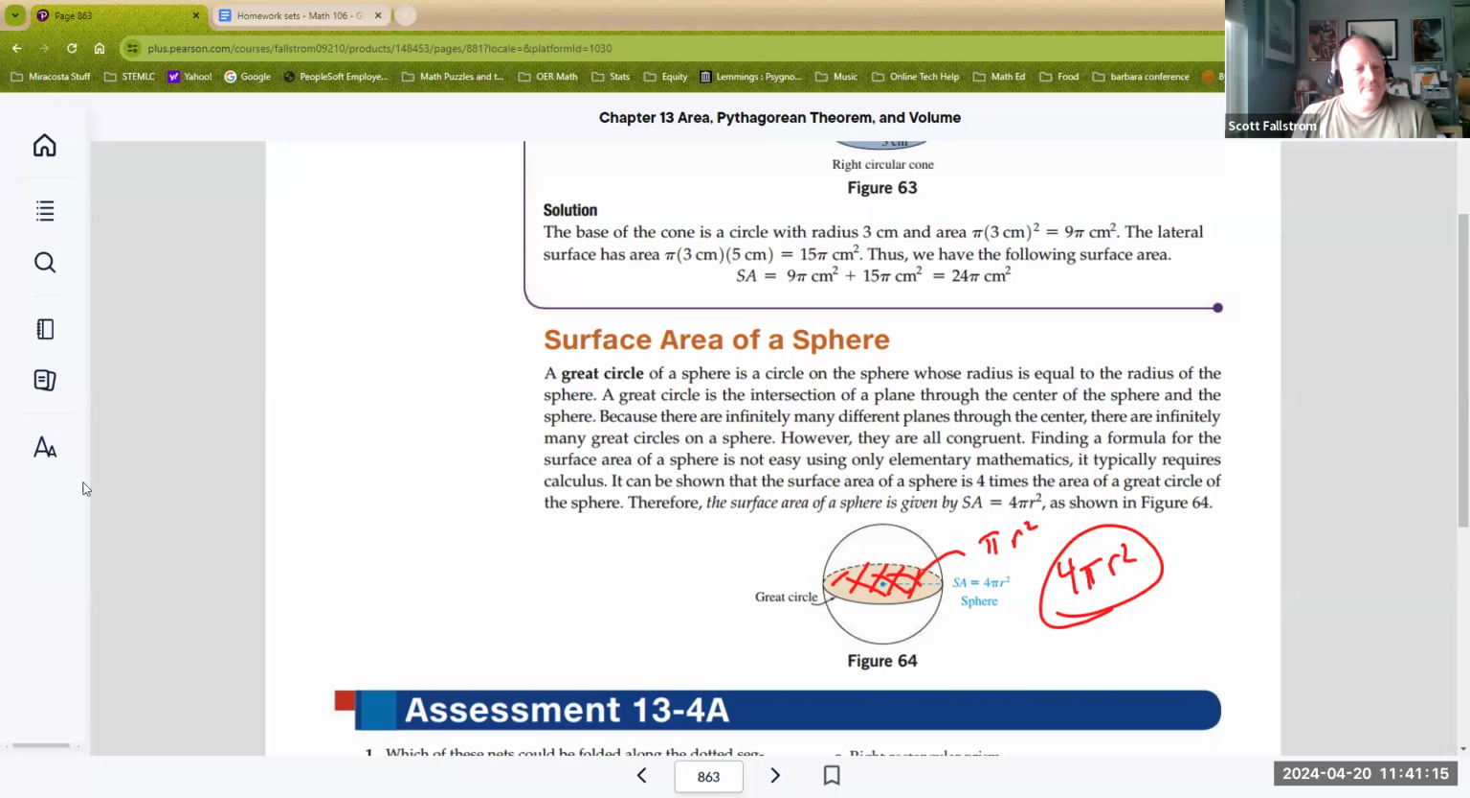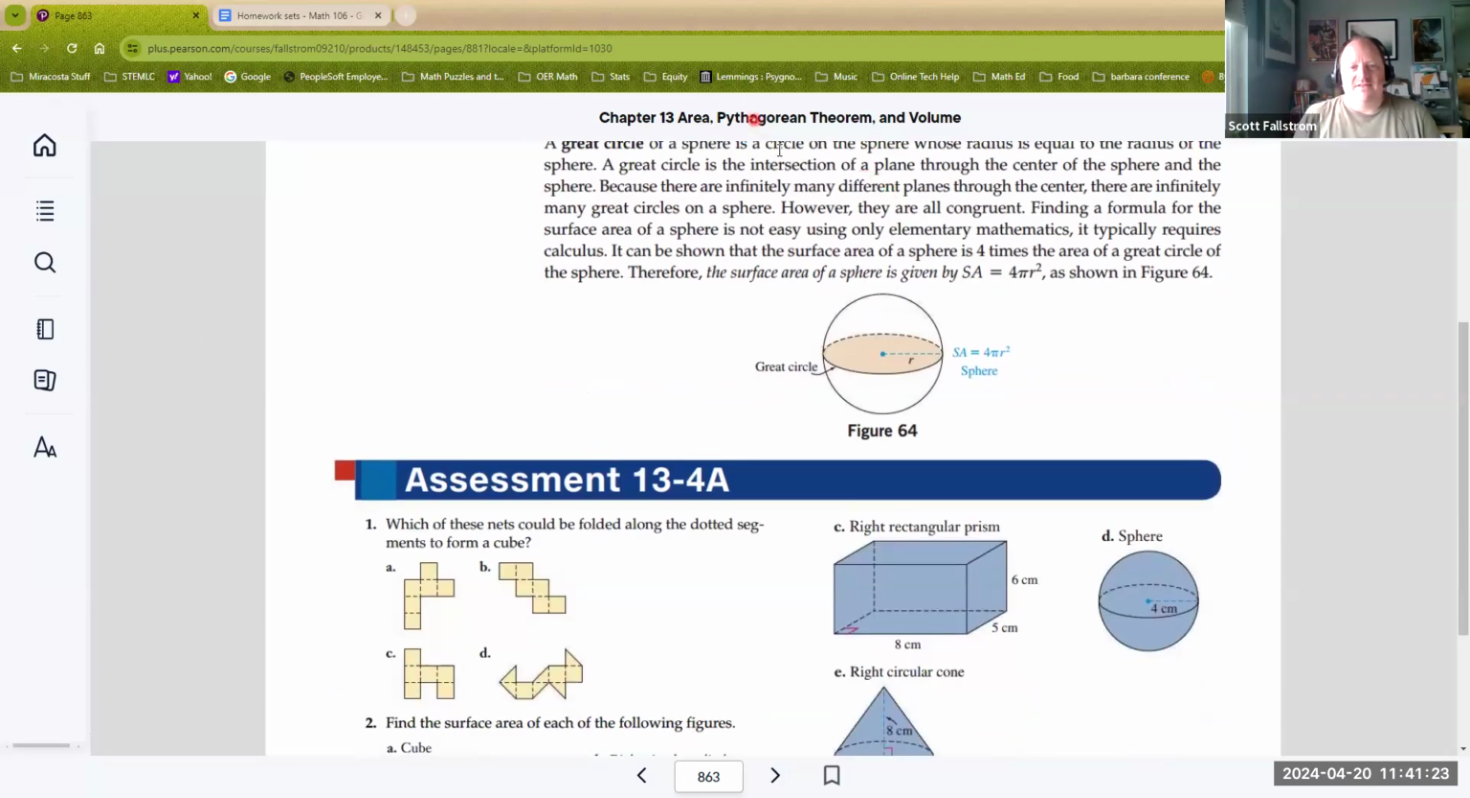All right. And that's it. So really one formula for prisms, one formula for pyramids, and one formula for a sphere. That takes us into the homework. All right. Let me know if you have questions, and we'll do some of this stuff in class, of course. All right, off you go.